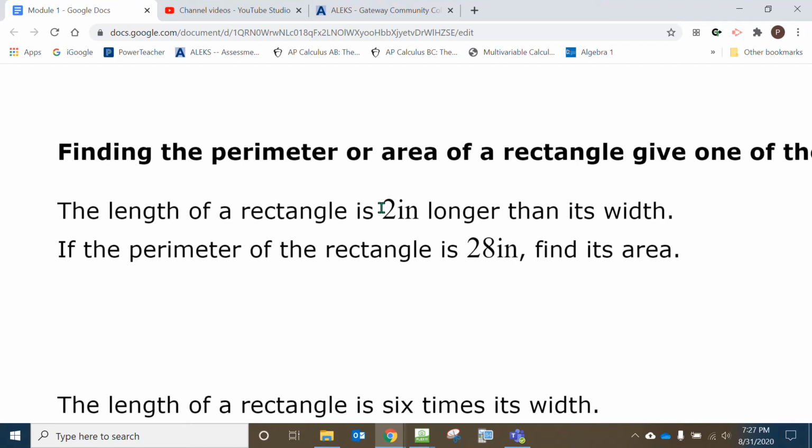So we know from this, and I'll show my paper in a second, in number 1, the length is 2 inches longer than the width. So I'm going to put W plus 2, or you can use 2 plus W. And our perimeter equals 28. All right, let's go back to our paper.